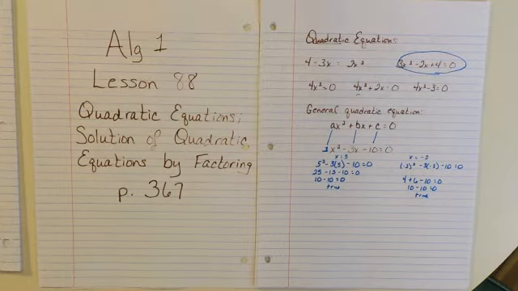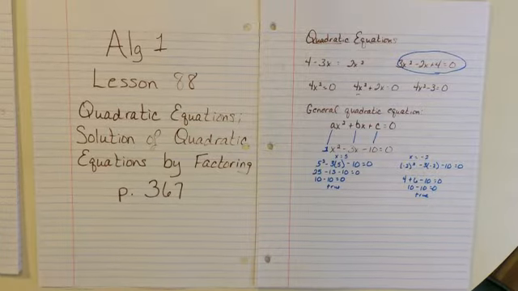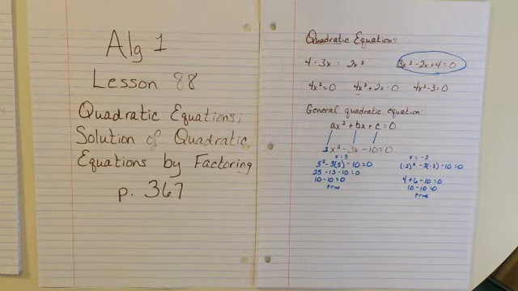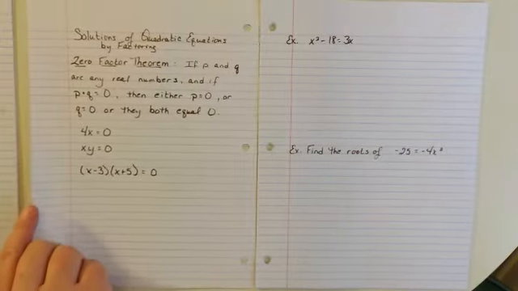Every quadratic equation has at most 2 distinct numbers that will make the equation a true statement. Every third-degree polynomial equation in one variable has at most 3 distinct numbers that will satisfy the equation. Every fourth-degree polynomial equation has at most 4, etc. Okay, so let's talk about finding solutions of quadratic equations by factoring.